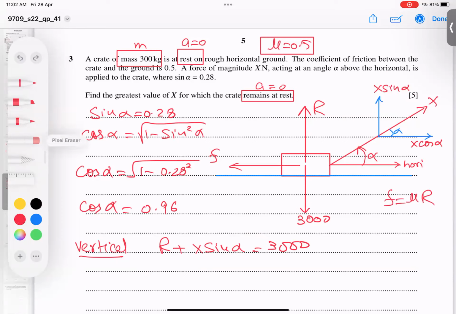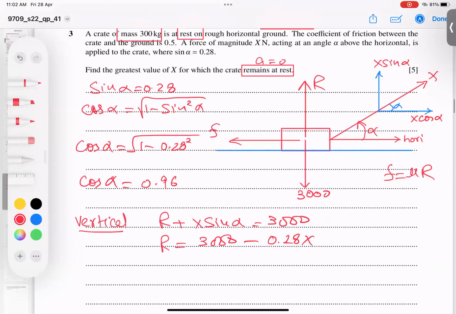Okay, from here, I need R because I will plug in this R here. So R, I'll make subject. So 3000 goes there, and x sine alpha goes there. But same time, sine alpha value is 0.28. So I'm writing here 0.28 times x. This is R I got. Now I talk about horizontally.